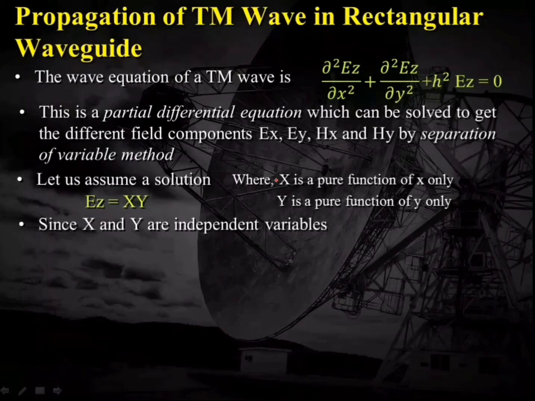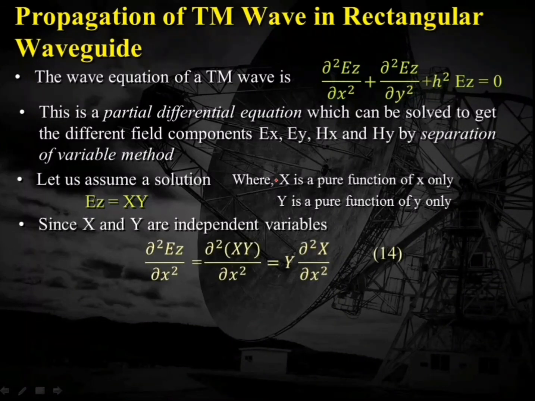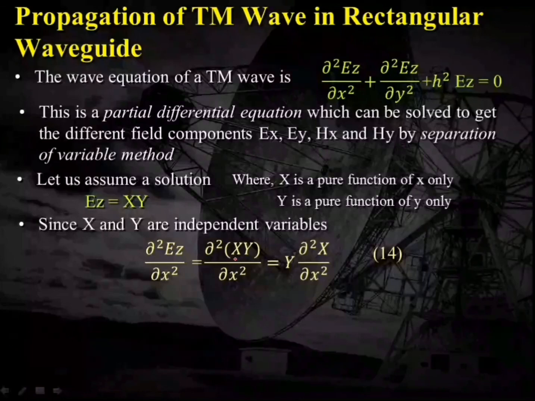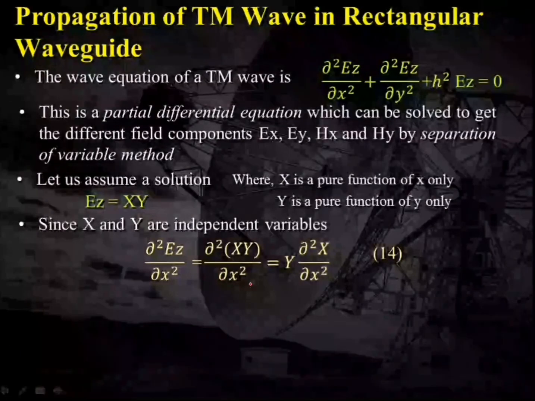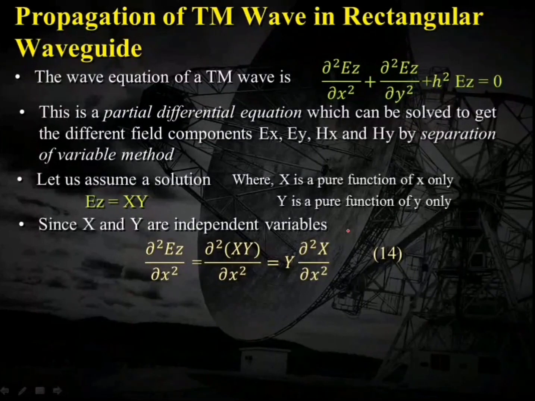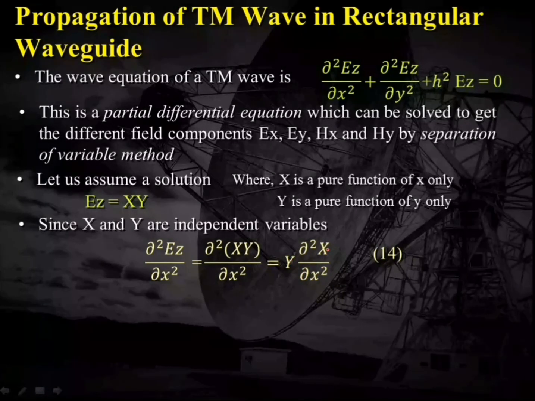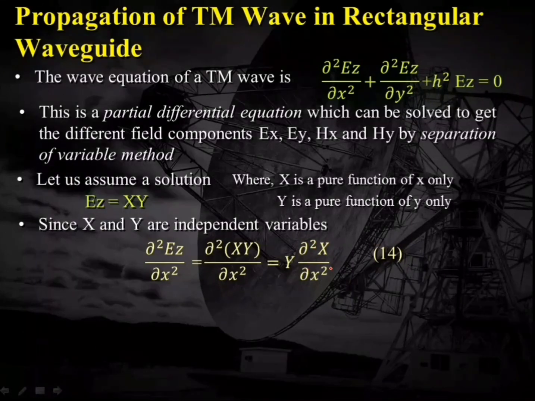Since x and y are the independent variables over here, we can write that ∂²Ez/∂x², by putting the solution of Ez as XY, is equal to ∂²/∂x² of XY. As I said, capital Y is a pure function of y only, it means it will be a constant for the derivation with respect to x. So I will get capital Y outside and ∂²X/∂x², where X is a function of small x.